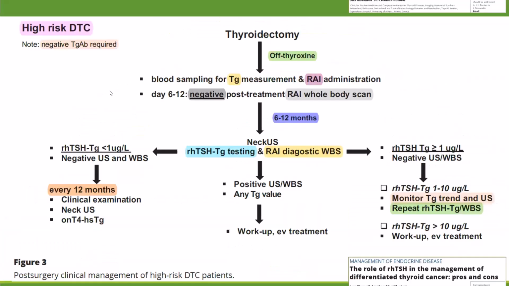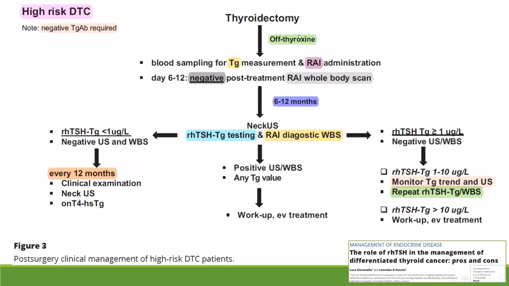But in high risk group, in this situation, I should stop levothyroxine as a first option and assess TG and radioactive iodine ablation. And after 6 to 12 days, negative post-treatment radioactive iodine whole body scan, I will follow up after 6 to 12 months by doing neck sonography, TG testing, and whole body scan. So, whole body scan is mandatory if the patient is high risk differentiated thyroid cancer.